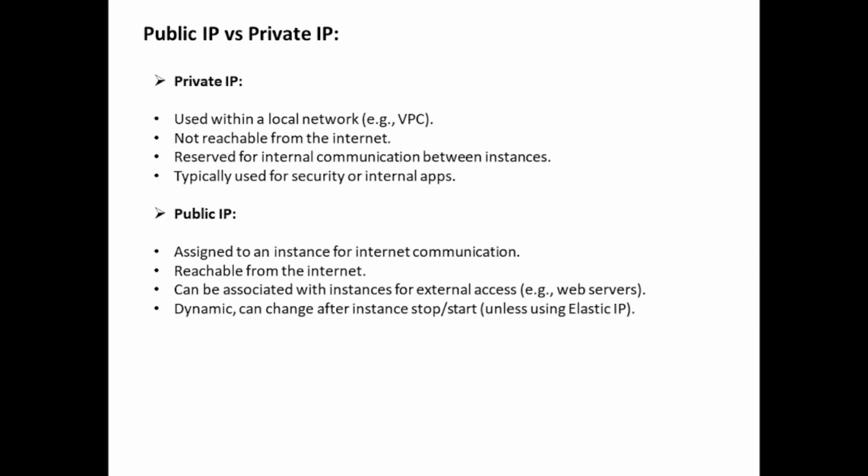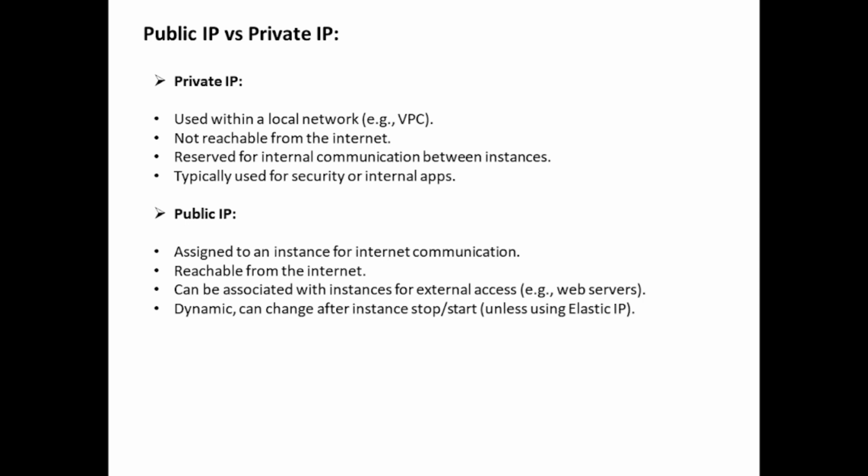Private IP is used within a local network like our VPC. Here VPC means virtual private cloud. A private IP is not reachable from the internet, so it's more secure for internal communications. Private IP is primarily used for internal apps and communication, such as connecting our web servers to databases. Think of it like a phone number that only works within our company, ensuring no external calls come through without our approval. Let's see about public IP.